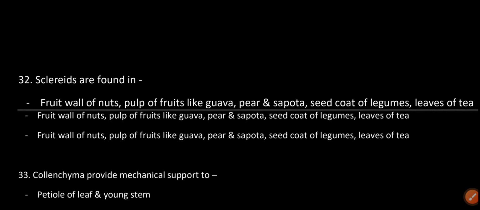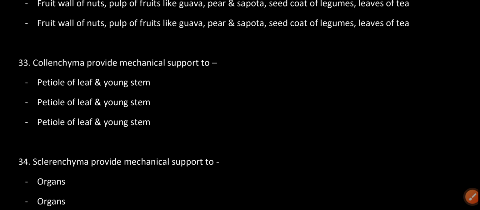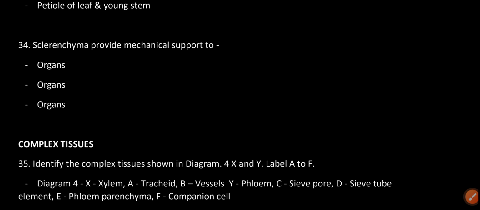Sclerids are found in the fruit wall of nuts, the pulp of fruits like guava, pear and sapota, the seed coat of legumes, and the leaves of tea. Collenchyma provides mechanical support to the petiole of the leaf and young stem. Sclerenchyma provides mechanical support to organs.